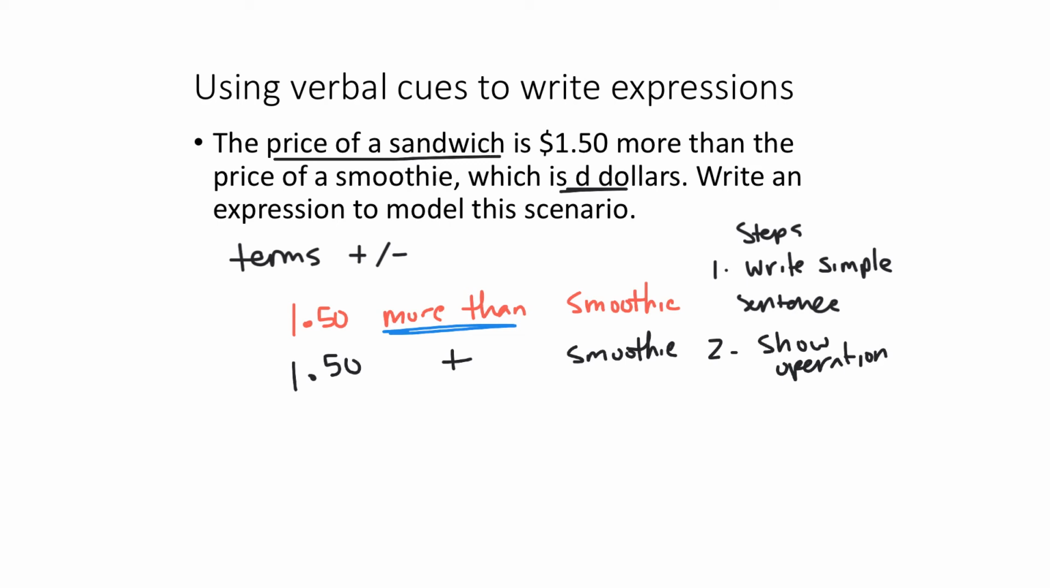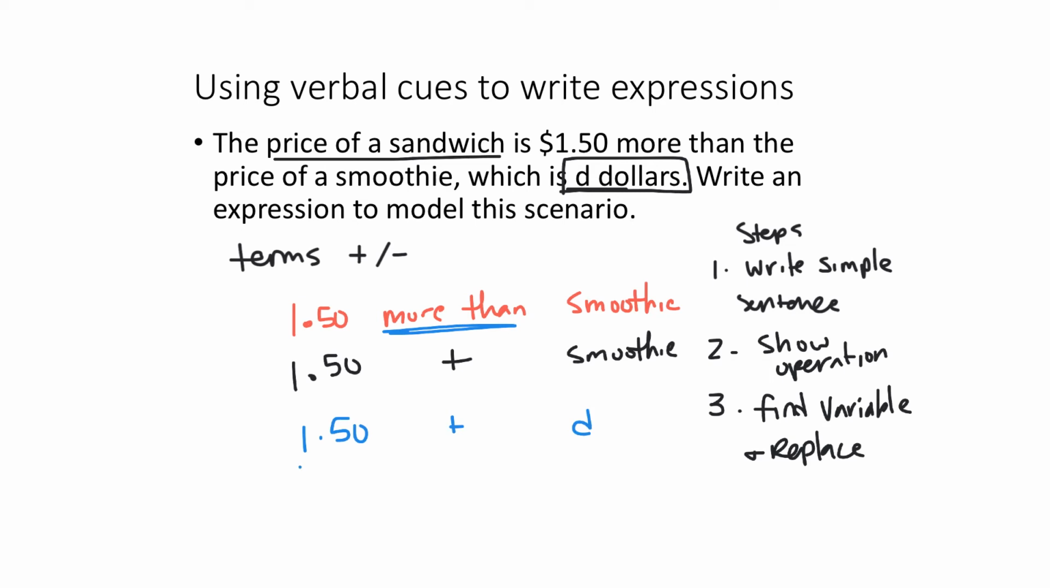And so my third step in order to write expressions is to find the variables and replace them. Now we are told what variable to use, but if we're not, you can use whatever you want to. So we're told that a smoothie is $D. And so we're going to find the variable and then we're going to replace it. And so this will bring us to our final expression, where it's $1.50 plus D.